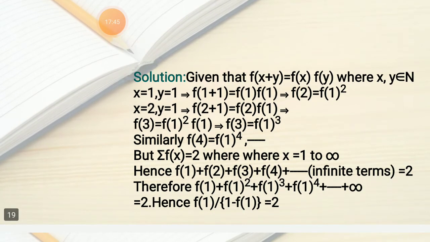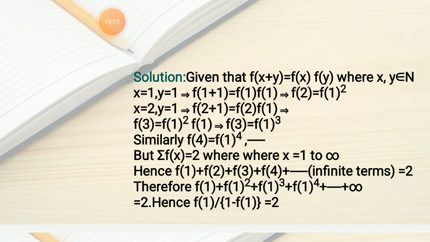So given that f(x + y) equals f(x) into f(y), where x, y belongs to N, the basic idea is the same. Taking x equal to 1, y equal to 1, f(1 + 1) is f(1) into f(1), so f(2) is f(1) square. Now you take x equal to 2, y equal to 1, f(2 + 1) is f(2) into f(1), so f(3) is f(1) square into f(1), which is f(1) whole cube. So f(2) is f(1) whole square, f(3) is f(1) whole cube. Similarly f(4) is f(1) power 4.